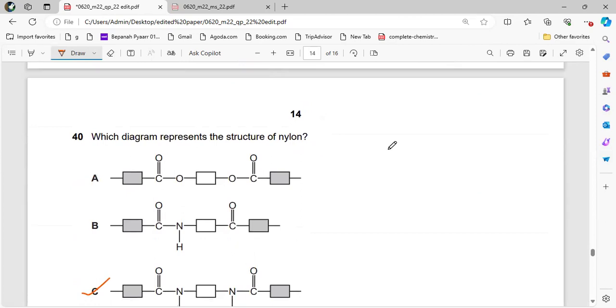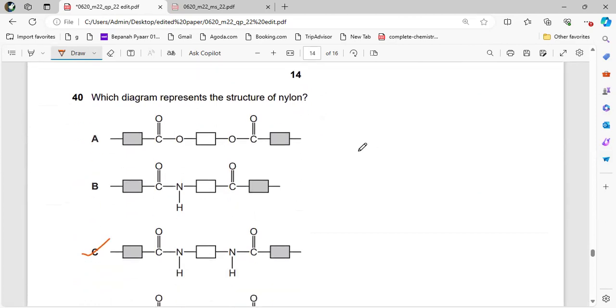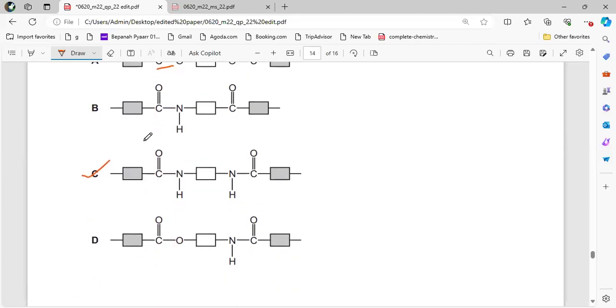Which diagram represents the structure of nylon? Option A is wrong. It is ester. It's a polyester. Option B, again, this is wrong. Here also it should have NH. It is having C double bond. So it is some kind of structure of protein. Option C, yes, it is correct.